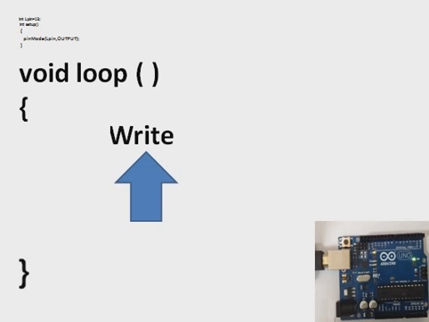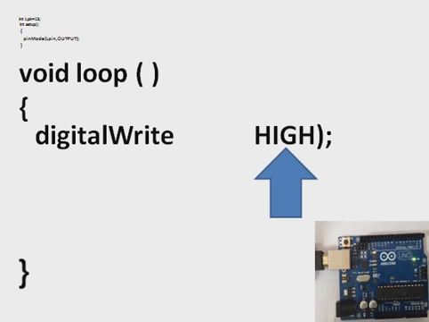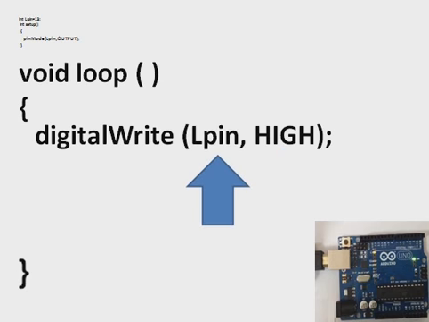Void loop, open close parens, open and close curlies, and within that I write the word write. What am I going to write? A digital signal. So the command is digital write. I'm going to write a digital signal. What signal is that? A high. I'm going to write a digital high. To who? To L pin, pin 13.